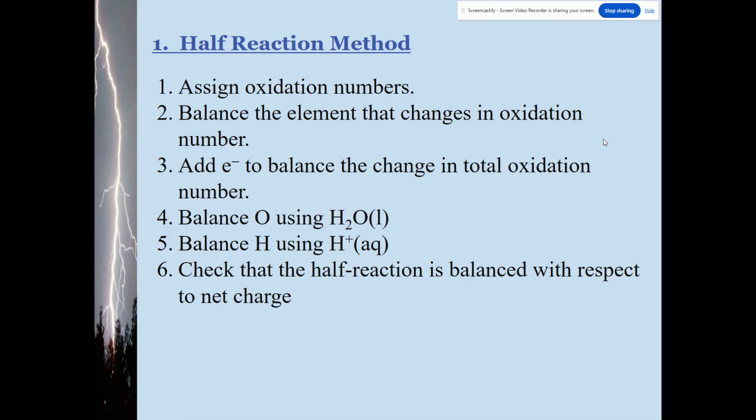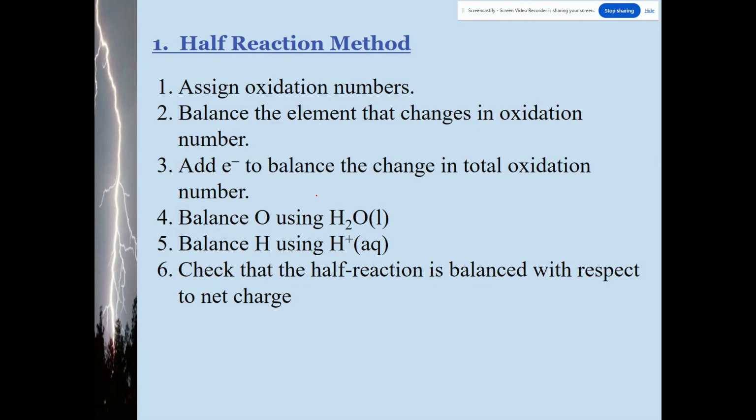Okay, just like you see in the data booklet, you see some reactions where there's hydrogen ions and water, and where are those things coming from? That's what we're going to learn how to do. So the first step to balance a half reaction is to assign oxidation numbers, which my last video explained. Then you're going to balance the element that changes in oxidation number. You're going to then add electrons based on how many are being transferred.